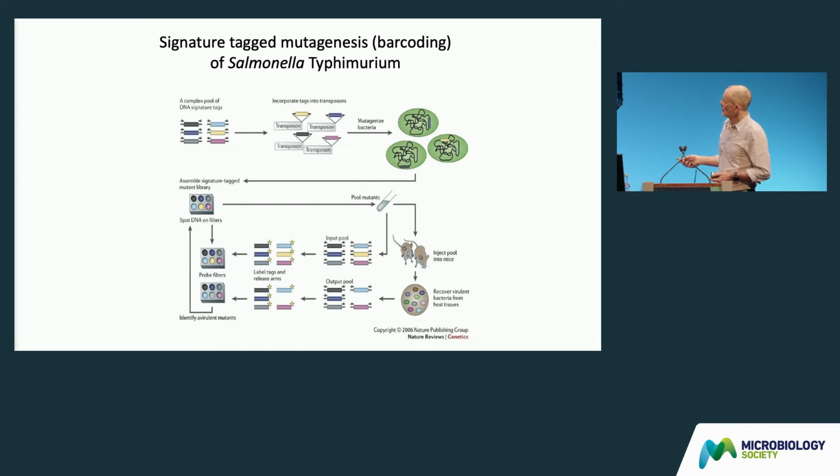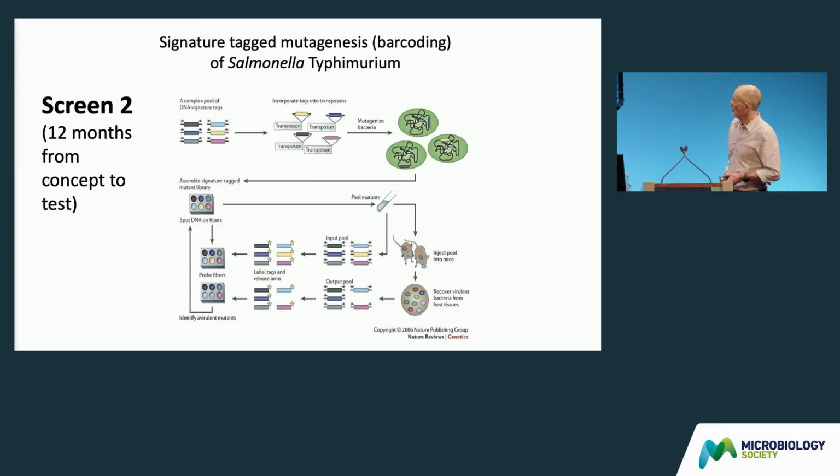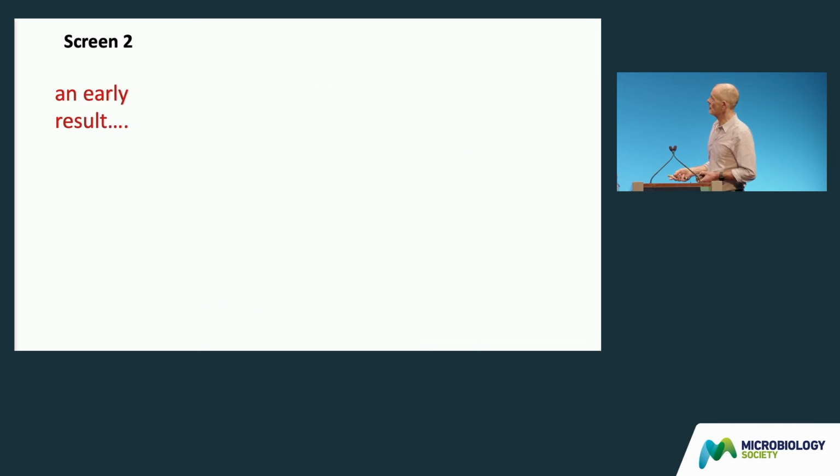And so we injected these mice with the input pool, waited a few days, and then from the spleens of these animals, recovered bacteria, plated the spleen homogenates onto agar, and bacterial colonies grew up. We PCR'd up the tags from bacteria which had grown, and then compared the input and the output pools on filters. That was the idea. So screen 2 that I'm talking about today took 12 months, basically, from concept to test.